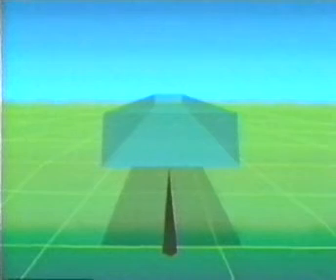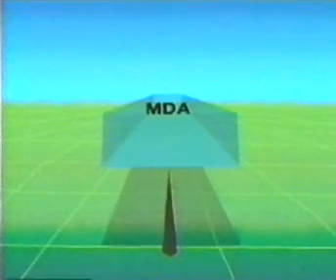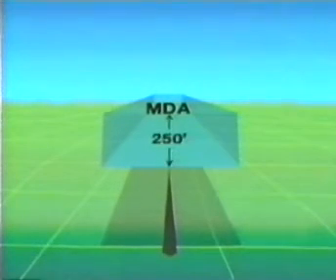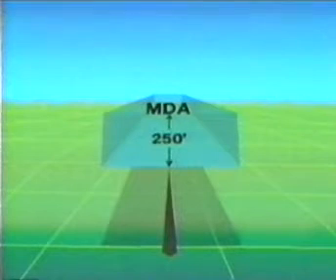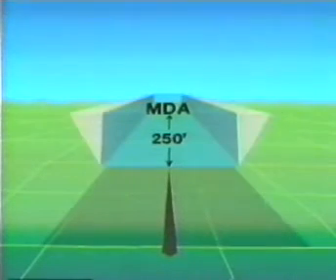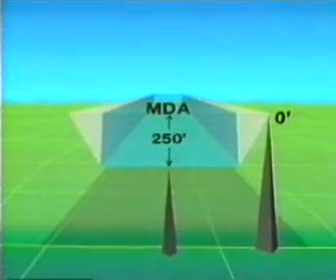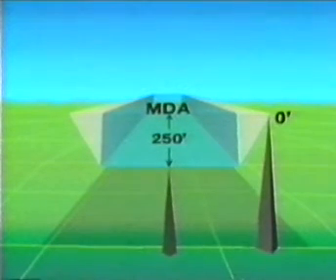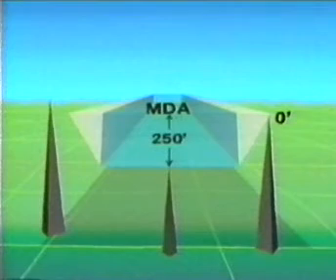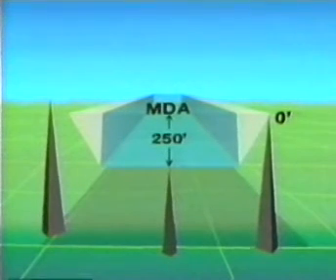Within the primary area, the minimum descent altitude assures you of at least 250 feet of obstacle clearance. In the secondary area, this clearance decreases from 250 feet at the inner edge to 0 feet at its outer border. Outside the secondary area, you may not have obstacle clearance even if you're at the prescribed altitude.